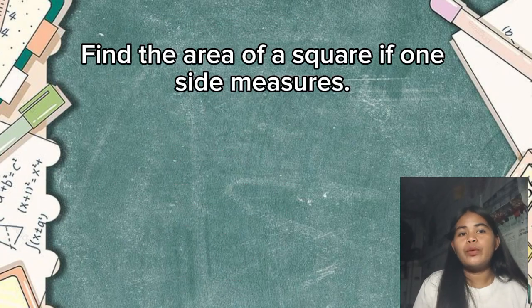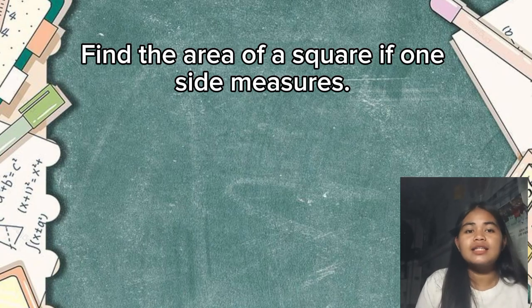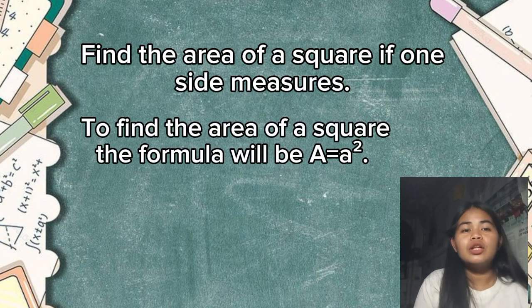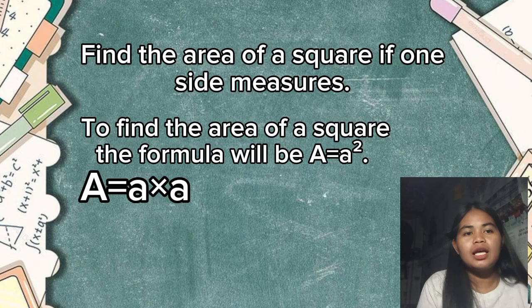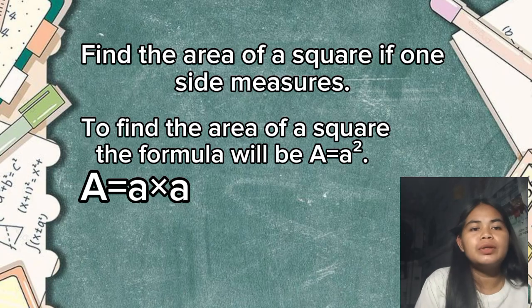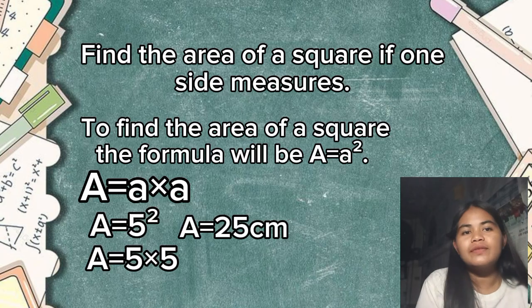Find the area of square if one side measures. Okay, guys, a square has equal sides. So to find the area of square, the formula will be A equals S squared. S squared is the same as S times S. For number 1, the one side measure is 5 centimeters. So it will be A equals 5 squared or 5 times 5. A equals 25 square centimeters. You just multiply the given value.